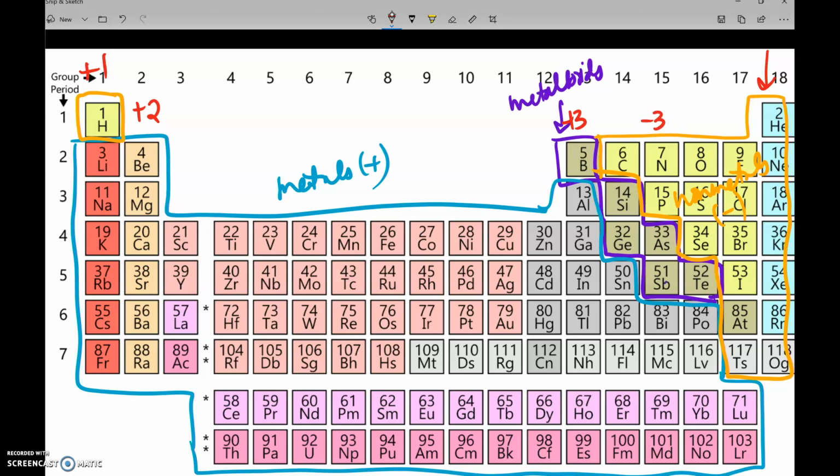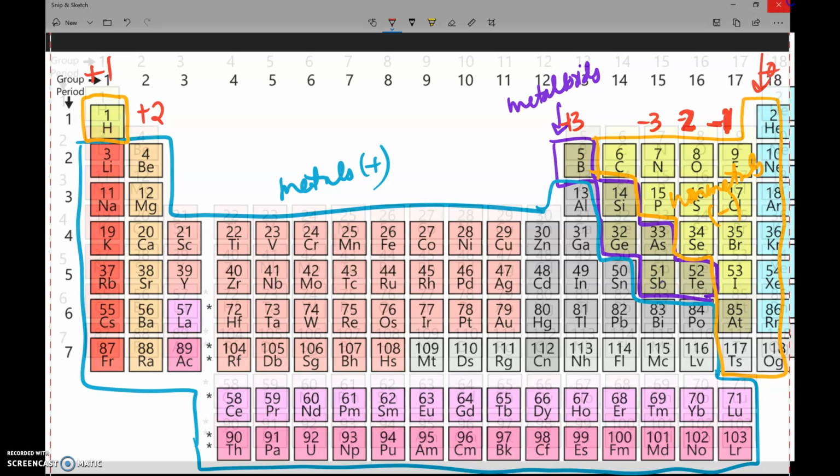So group 15 is a -3, group 16 is a -2, and group 17 is a -1. And of course, the noble gases don't have a charge. They're 0. Okay, so hopefully you remember this. Refer back to this if you do forget things.